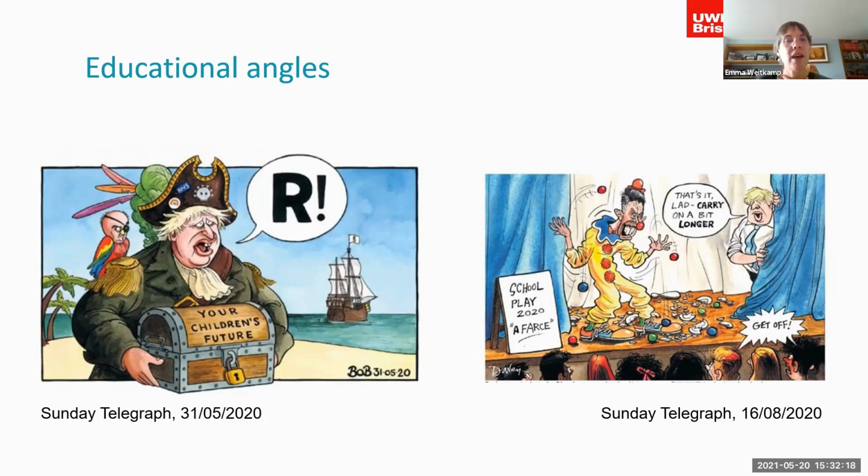But I think this sort of sense of Boris as stealing your future, or in the case of the pirate, or as just sort of letting the other politicians go ahead and take the fall, as you get in the cartoon on the right. I think that's quite common across both cartoonists, but particularly the Sunday Telegraph. They give Boris quite a hard time.